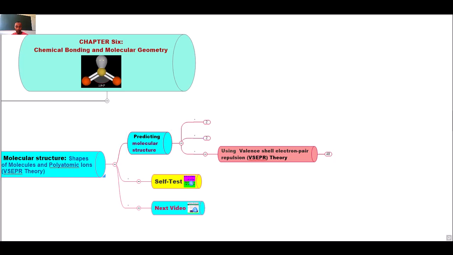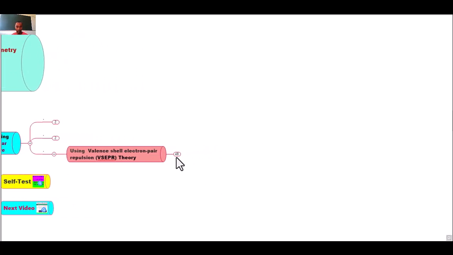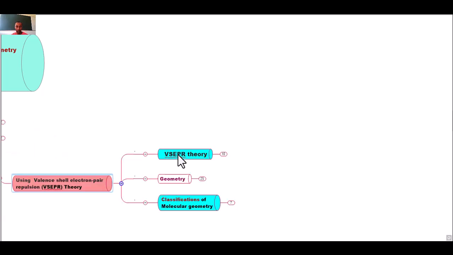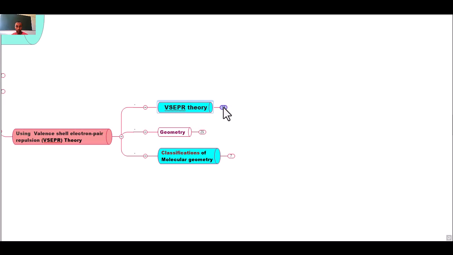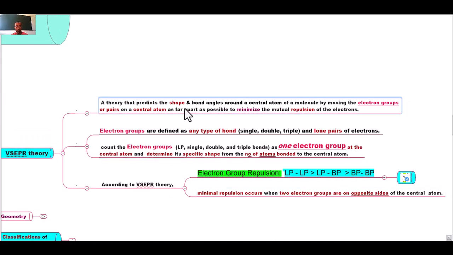The main topic is predicting the molecular structure using valence shell electron pair repulsion theory. What is the valence shell electron pair repulsion theory? It is a theory that predicts the shape and bond angles around the central atom of a molecule by moving the electron groups or pairs on a central atom as far apart as possible to minimize the mutual repulsion of the electrons.